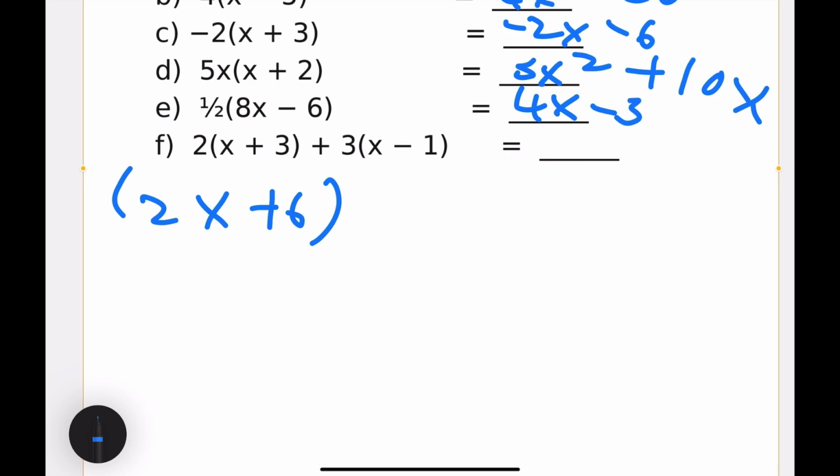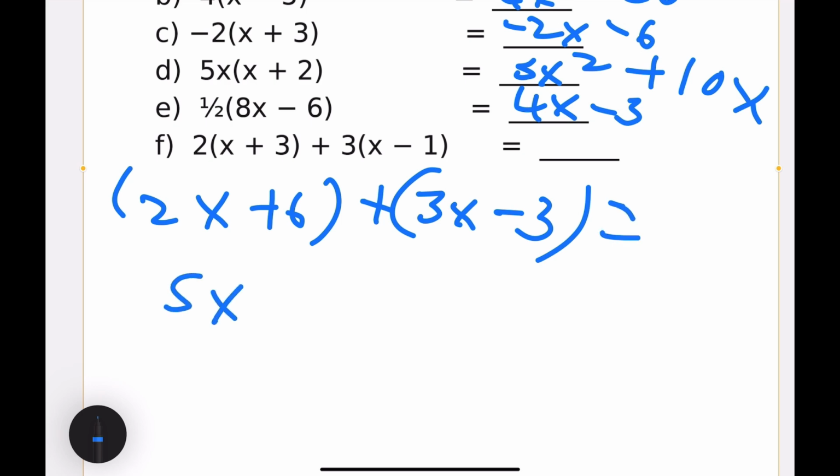Now let's expand the bracket on the right. We get 3 multiplied by x, which is 3x, and 3 multiplied by negative 1, which would be negative 3. Now we can simplify it by collecting the like terms. So 2x + 3x is 5x, and 6 - 3 is 3. So the final answer would be 5x + 3.